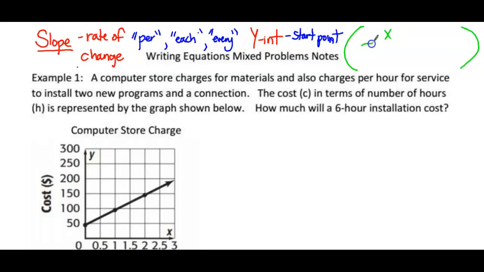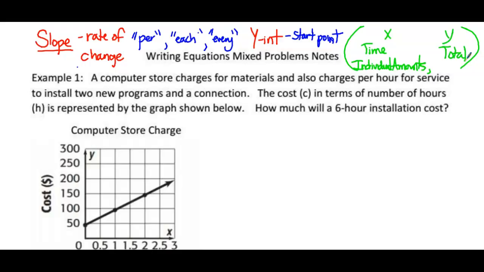So x values, I told you, was always time, minutes, seconds, days, years, or individual amounts. Time, individual amounts. And your y values are always your totals. Total money, total items, things of that nature.